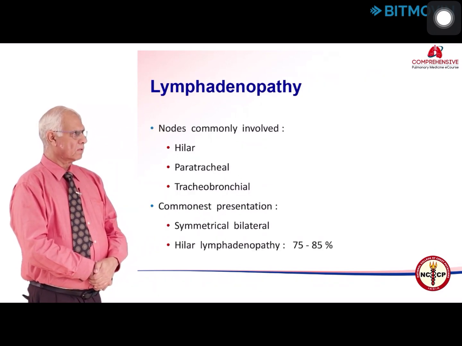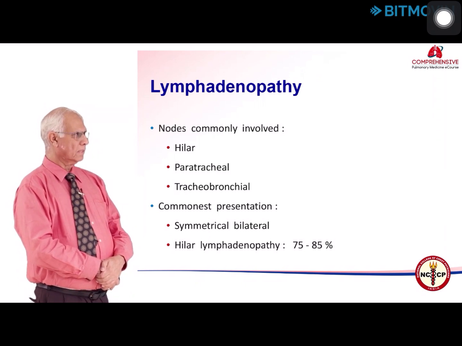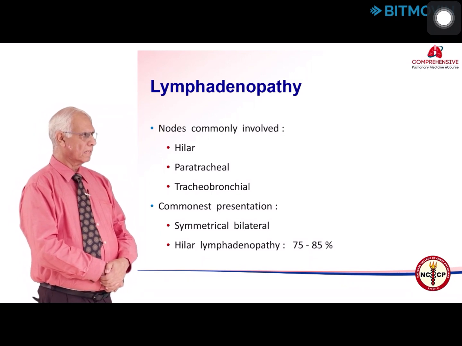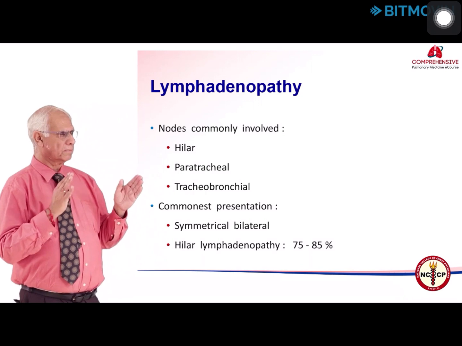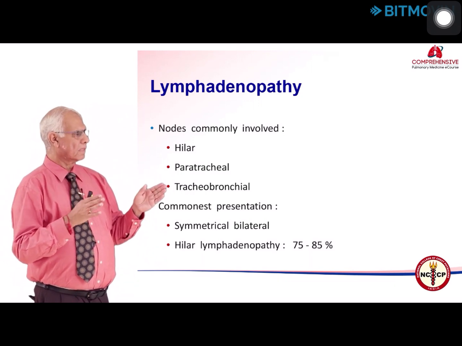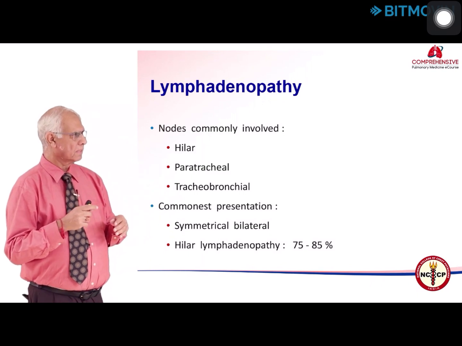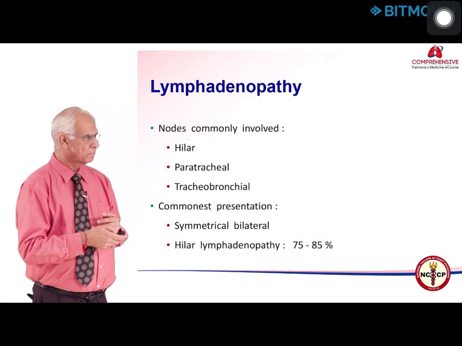The nodes that are commonly involved are hilar, paratracheal and tracheobronchial. The commonest presentation is bilateral symmetrical hilar lymphadenopathy. Sarcoidosis is basically a very bilateral symmetrical disease, but the exceptions always prove the rule. You can always get atypical presentations also, but if you think of sarcoidosis, it's always symmetrical disease.